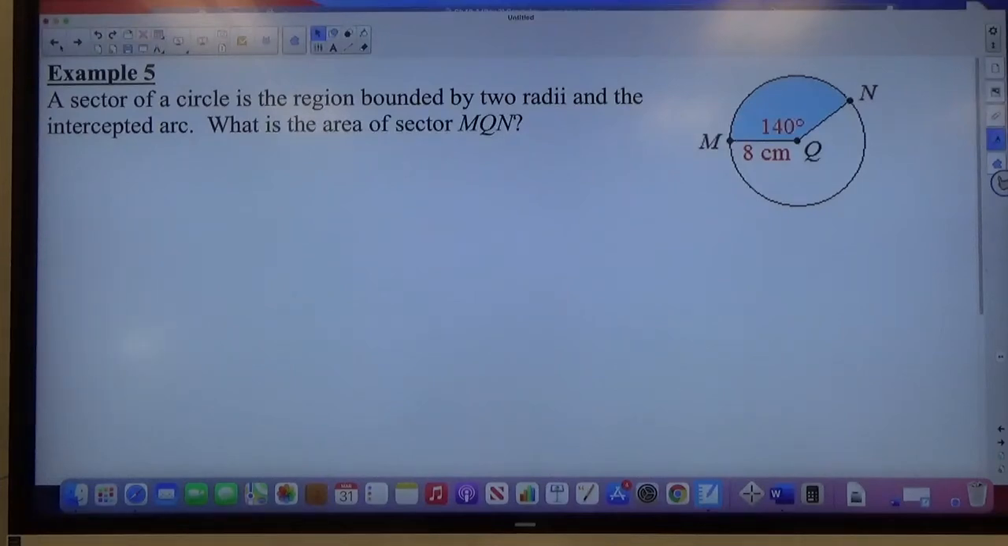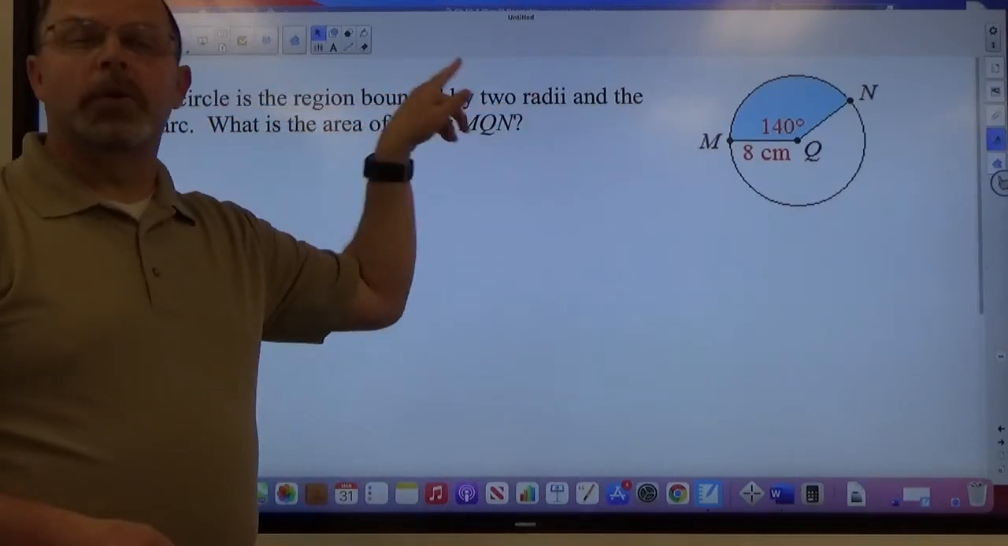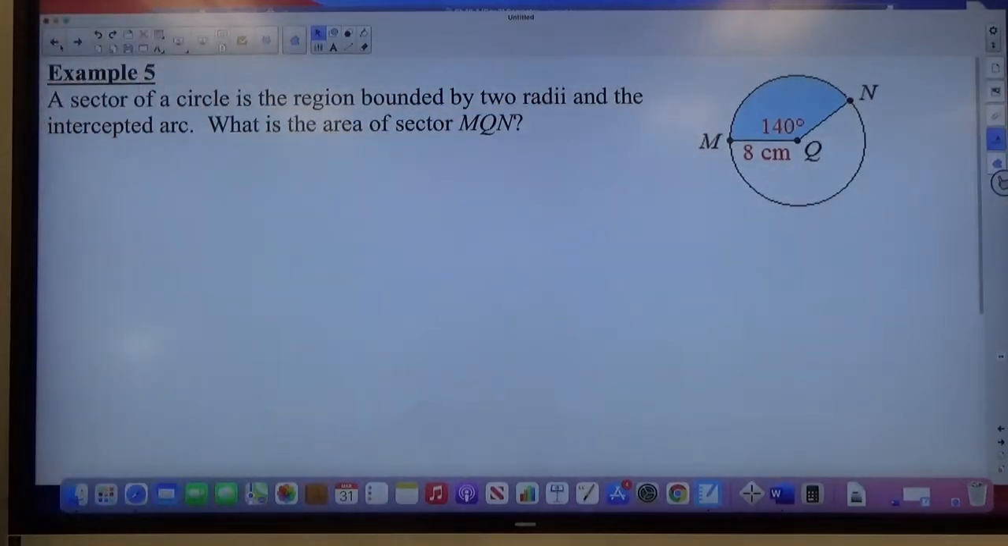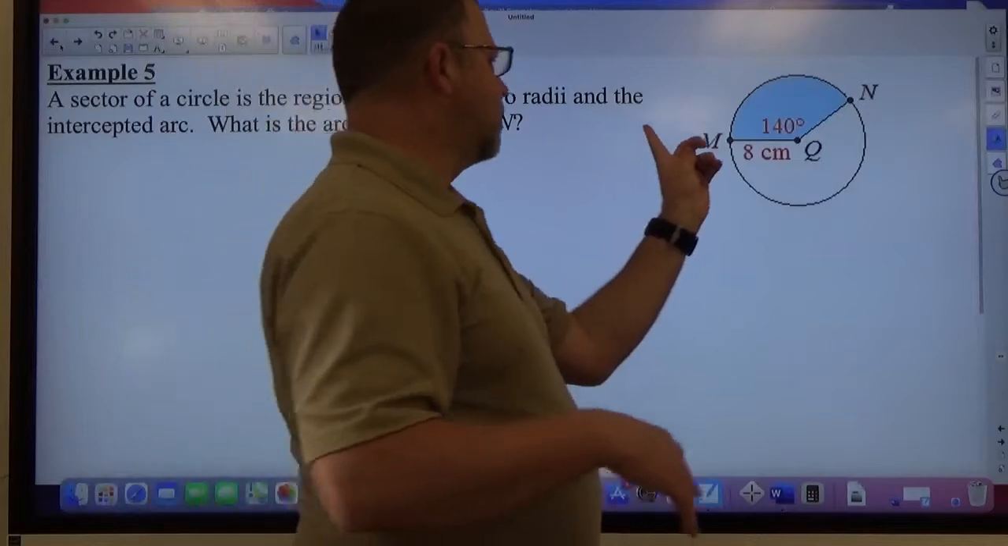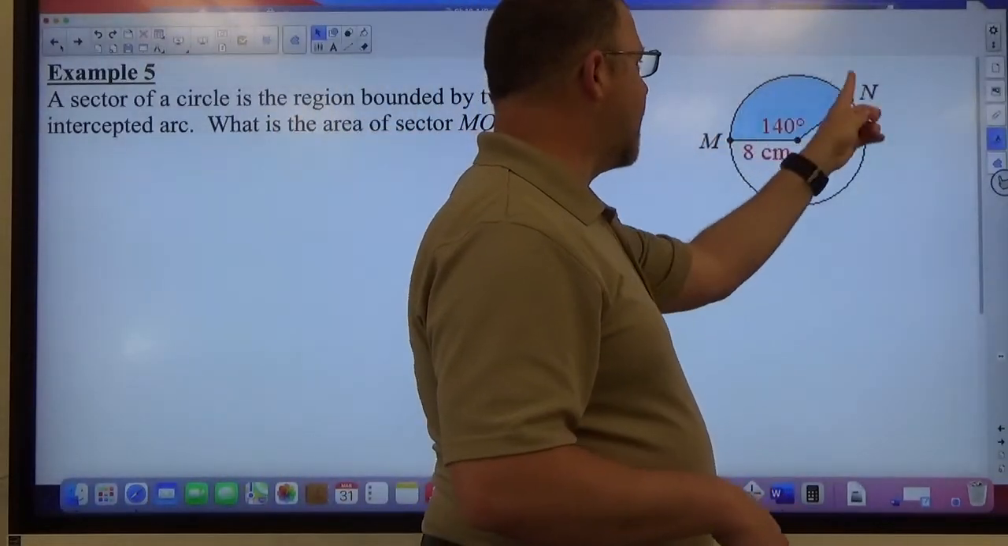So example 5, it says a sector of a circle is the region bounded by two radii. First off, radii is the plural of radius, so here radii just means more than one radius. And the intercepted arc. What is the area of sector MQN? So we've got some of the same terminology we used in the previous section where we did arc length. Last section, we were finding the length from M to N.